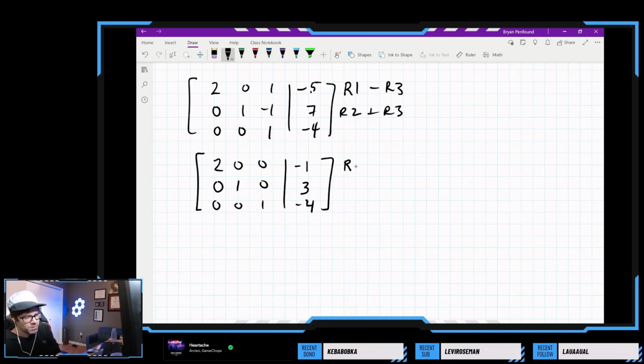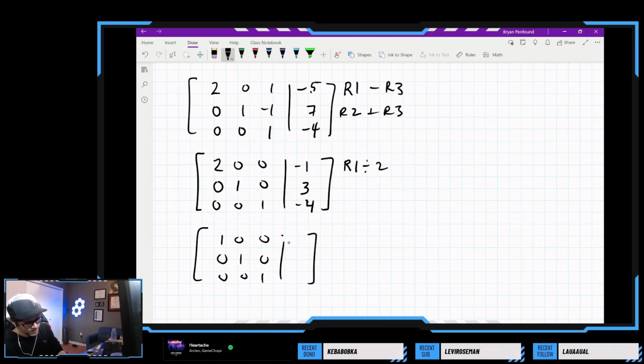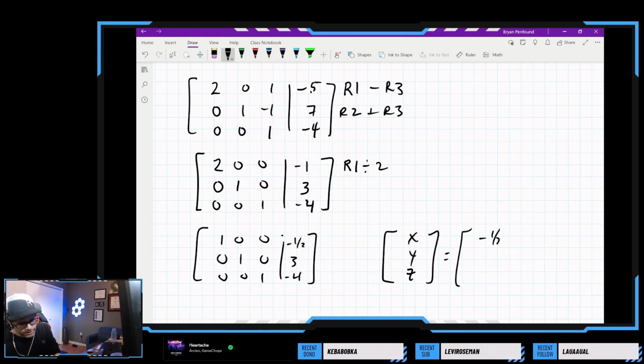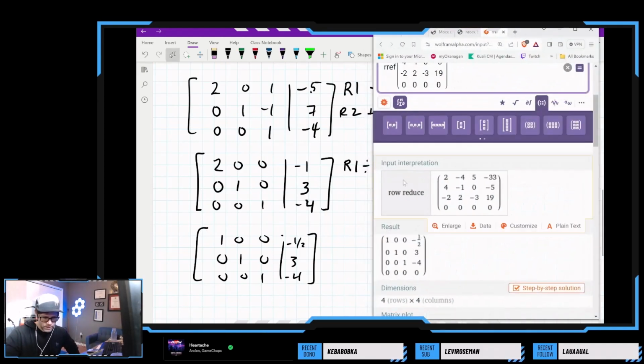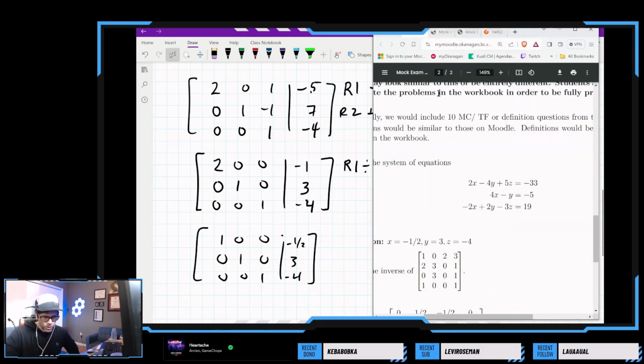Okay, and then the last step here is we'll take row 1 and divide by 2. That will give us our complete reduced row echelon form and hopefully match up with the answer that we have online. So x, y, and z should be completely given by negative 1/2, 3, and negative 4. And I think that was the answer given to us online, right? Negative 1/2, 3, and negative 4. Perfect.